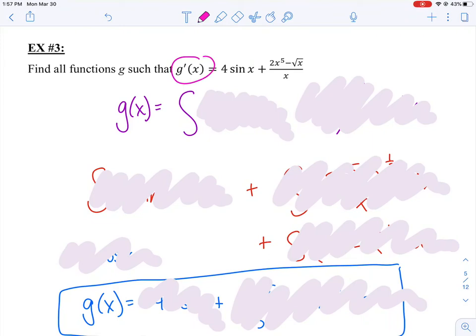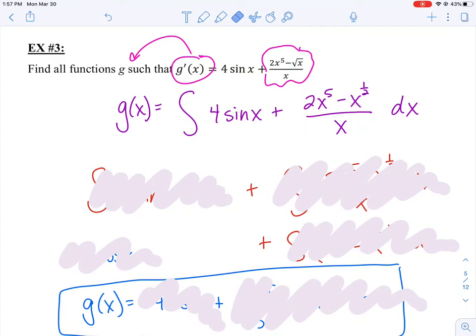And so they give us the derivative of g, and they want us to find the original g, right? And so we've got to find the antiderivative, or the integral, of this function. And so I want to find the integral of 4 sine of x plus, now this second piece looks a little bit funky, right? And so we might have to rewrite this into a rule that we do know, because remember, there is no quotient rule for antiderivatives. And so I don't know about you, the first thing I noticed is that square root, so I'm going to change him to an x to the 1/2.